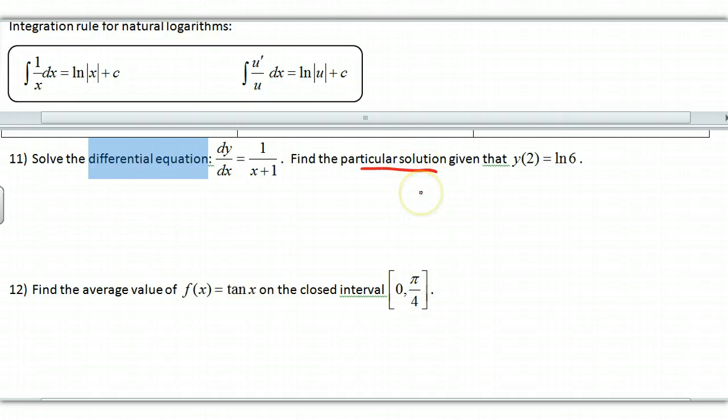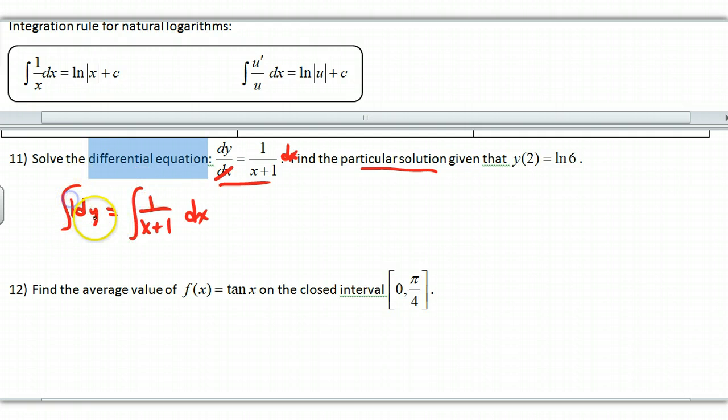You got to go ahead and find the plus c. So if I set this up, it's not in differential form yet. So I'm going to take this dx and put it over on the other side. So I get 1 over x plus 1 dx. Then what I can do is integrate both sides.